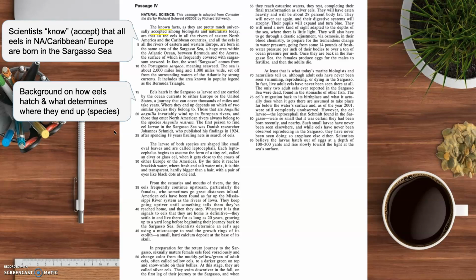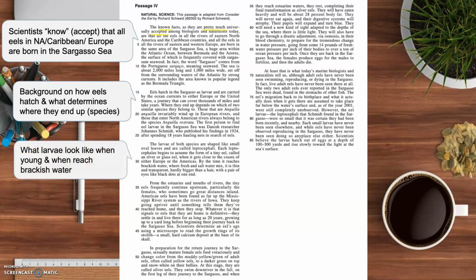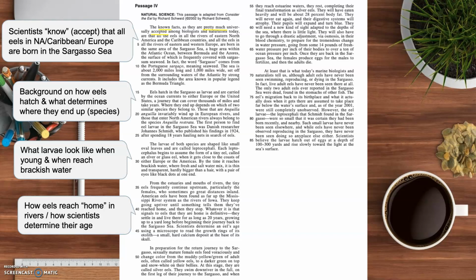The second paragraph here gave us some background on how eels hatch and what determines where they end up, which was their species. In the third paragraph, we learned what larvae look like when they're young and what they look like when they reach brackish water. In the fourth paragraph, the author described how eels reach their home in the rivers and how scientists determine their age. So far I'm getting a lot of information about the life cycle of the eel.